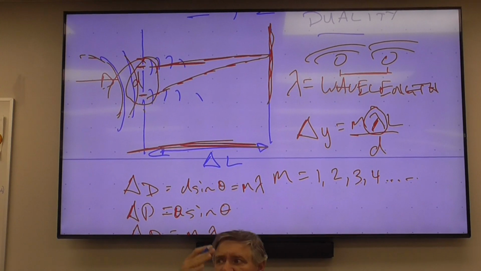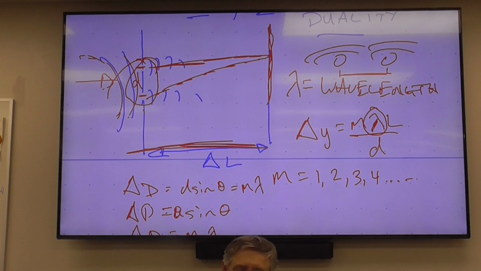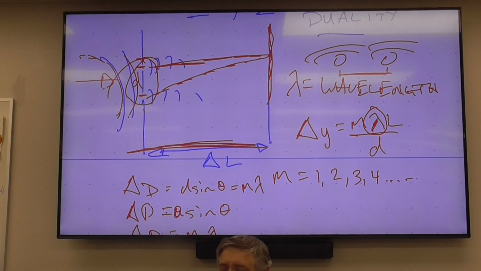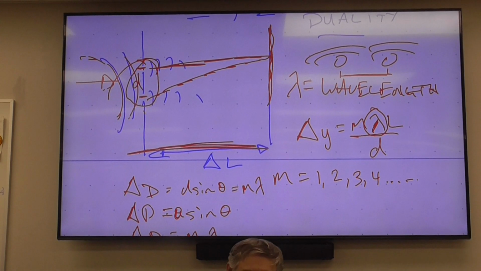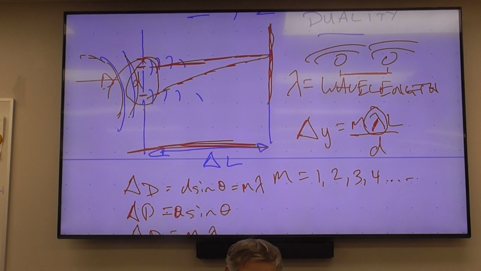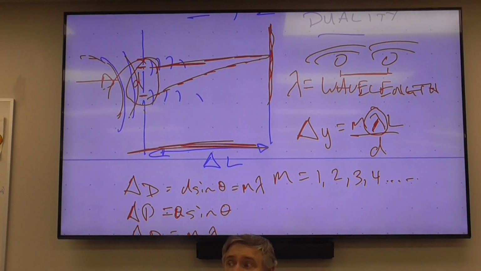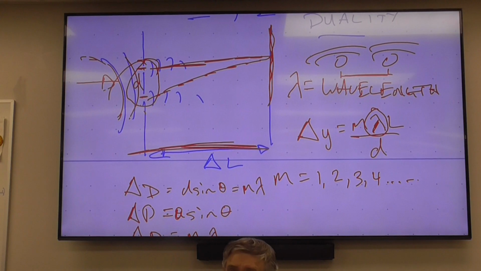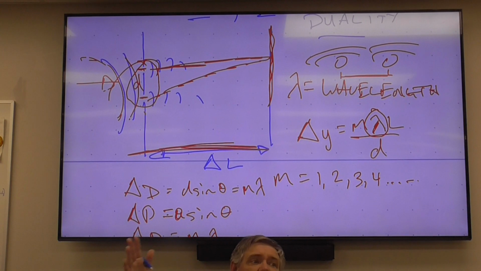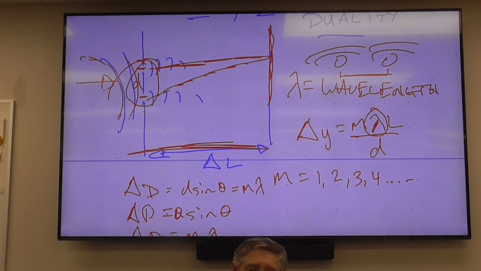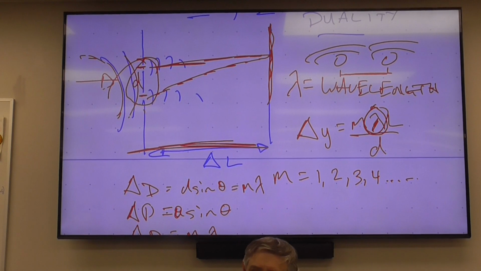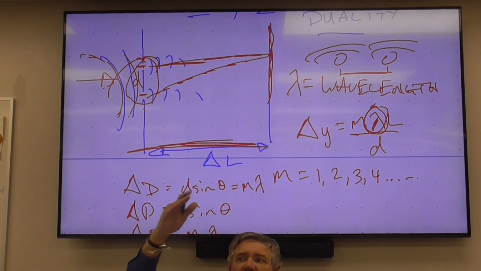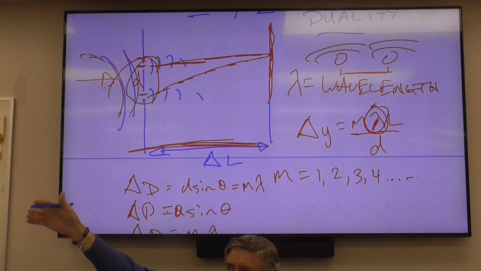Now, this is the wavelength of whatever that is. If it's light, that's going to be an extremely small number. If it's an electromagnetic spectrum like radio waves, that could be a really, really big number. If it's sound, that's going to be whatever that wavelength is. So this value of lambda is going to be determined by whatever that medium is.